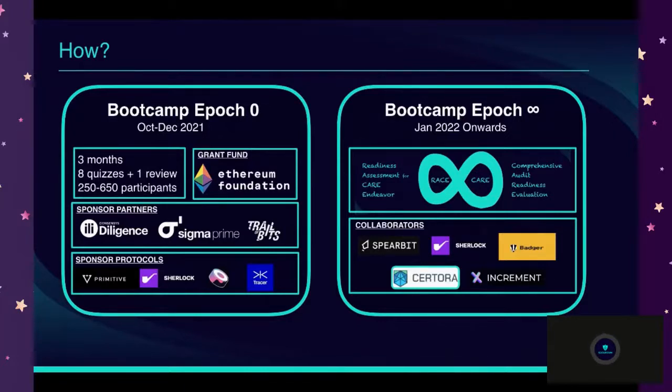Secureum's bootcamp, Epoch Zero, happened in the second half of last year. This was made possible thanks to a generous grant from the Ethereum Foundation and to 3 sponsor partners, Consensus Diligence, Sigma Prime, Trail of Bits, all of whom are leading security firms in the Ethereum smart contract security and auditing space. So that is what made it possible.